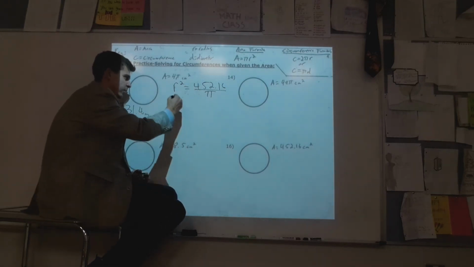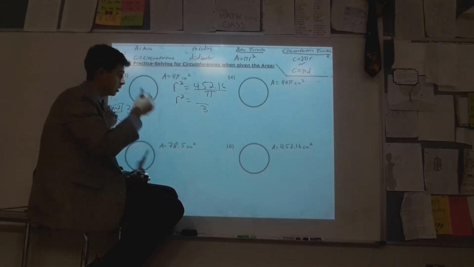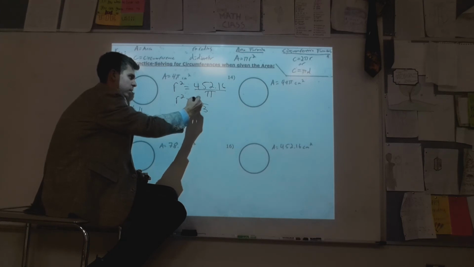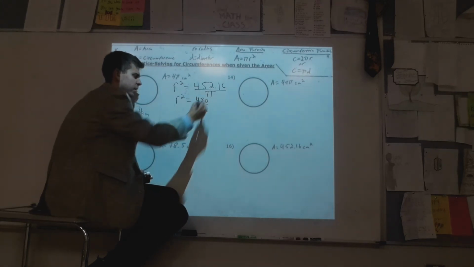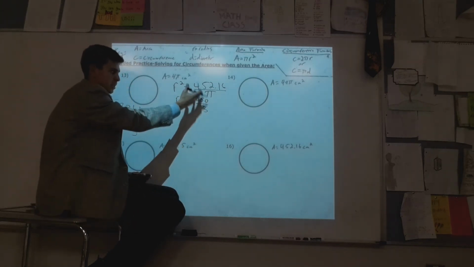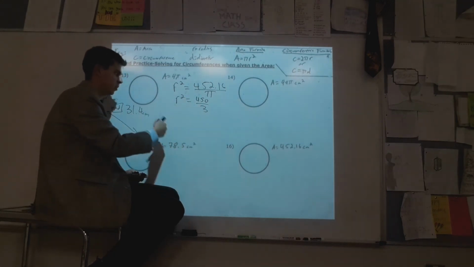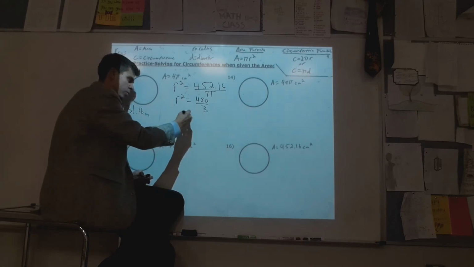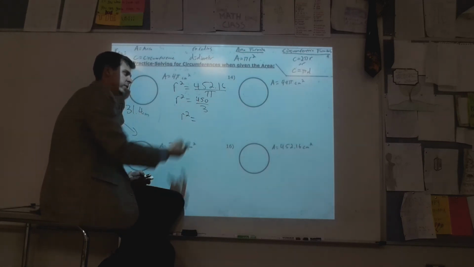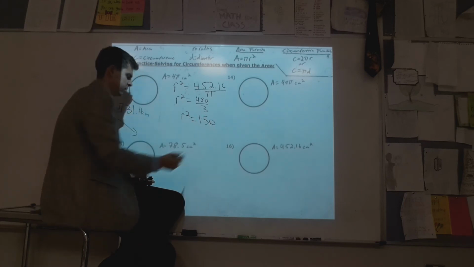We're going to round these numbers. R squared is equal to, let's round pi to 3, and if I round the 452 to 450, it's not rounding too much. I'm not rounding to 500 or 400 or whatever. So let's try this. Okay, so now r squared, 450 divided by 3, and it's going to be 150.